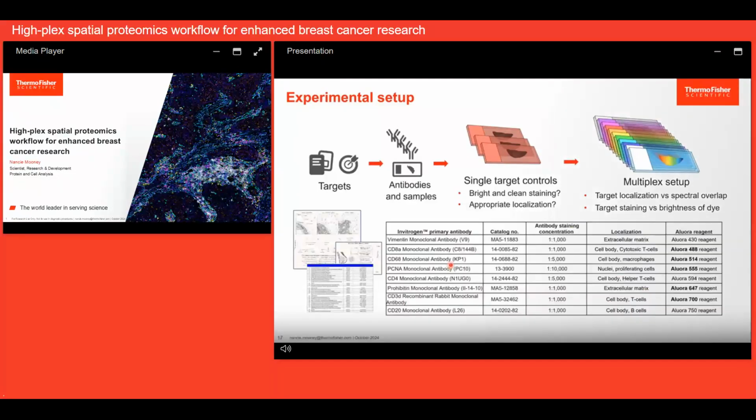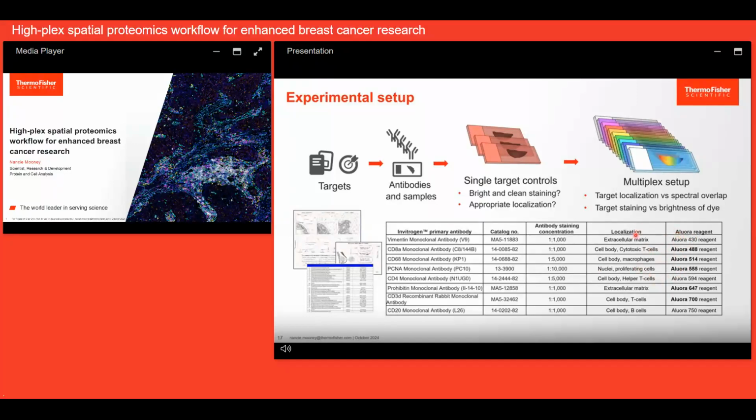So for the experiment that I showed earlier with the invasive ductal carcinoma with kind of an immuno-oncology panel, I did some research, read some papers, and then looked in the fridge to see what antibodies I already had. I ended up purchasing a few more antibodies and then made sure that my samples were in good stead. Then I ran my single target controls, looking for bright, clean, and appropriately localized staining for each of these antibodies. I ended up starting at 1 to 1,000 for all of these antibodies and then titrating down over time, which I'll show in the next slide. I then looked at the localization and what I expected to co-localize and assigned them to the various Allura channels.